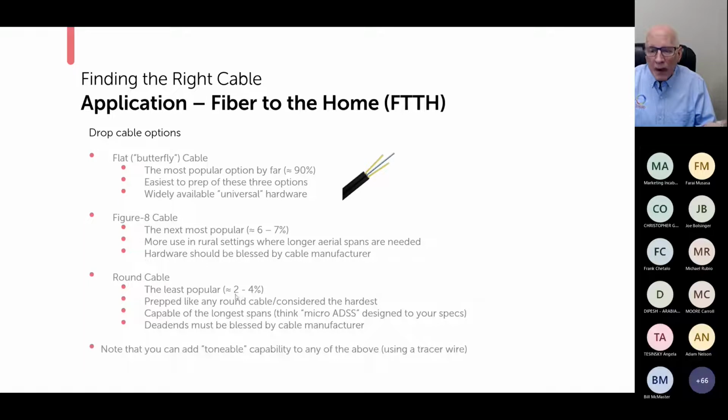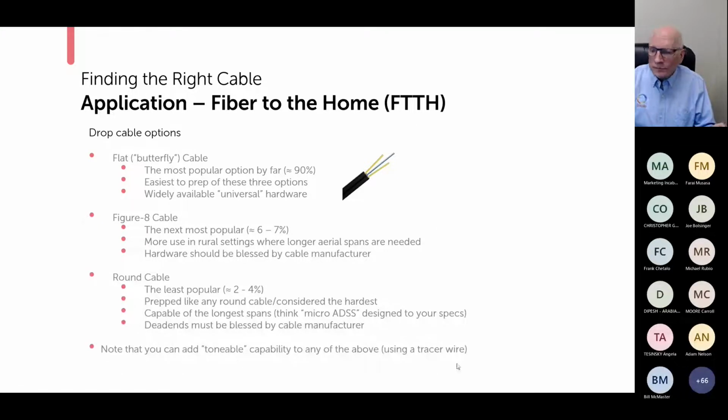Round cable is not very popular as drop cable, in part because you prep it like any other round cable, and it's considered the hardest to do. Not really that hard in my humble opinion, but that's the market perception. You're capable of the longest spans with this type of cable because essentially it's a micro ADSS, and a cable supplier can design it to whatever span you specify under whatever conditions you specify. In this case, though, it's not a soft recommendation that you get the hardware blessed. It's really a hard recommendation that you do so, because otherwise you're really asking for trouble.